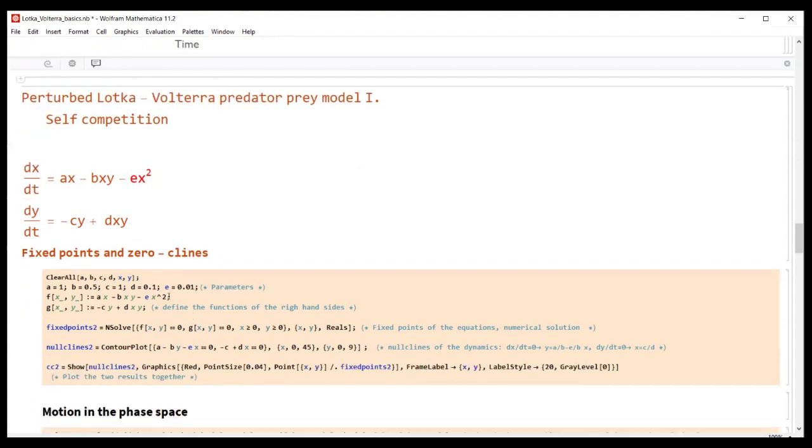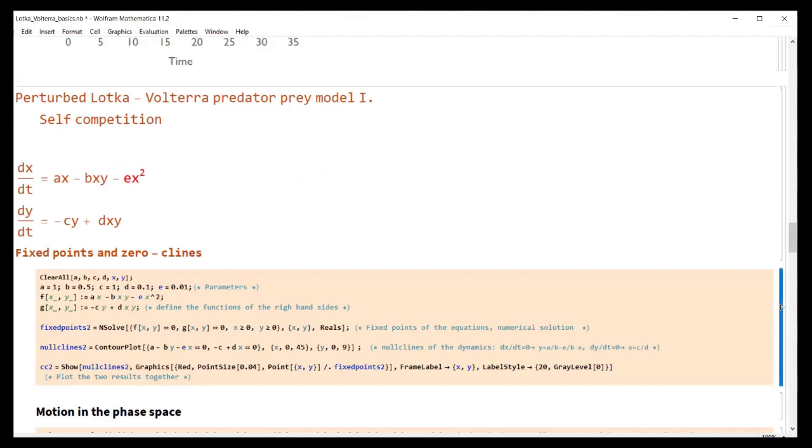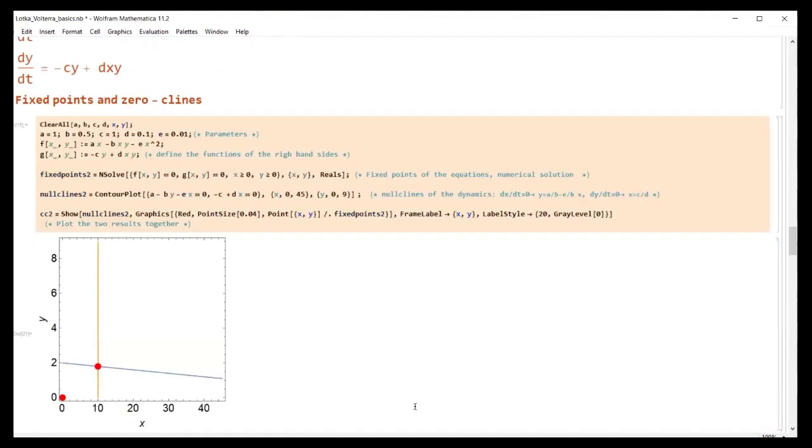And let's assume that E is 0.01, which is one order of magnitude less than any other parameters in this model. And now the modification is that we added this part to the equations compared to the previous one. And again, I look for the fixed points and zero clines as before, so nothing has changed.